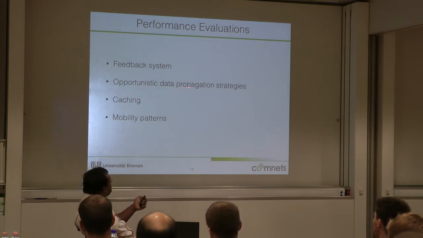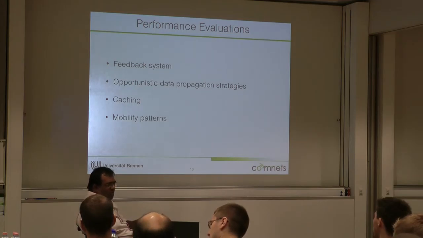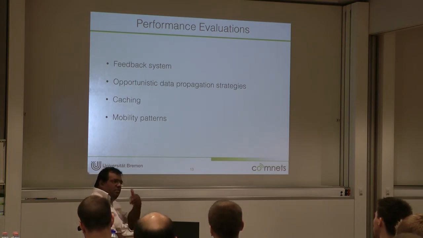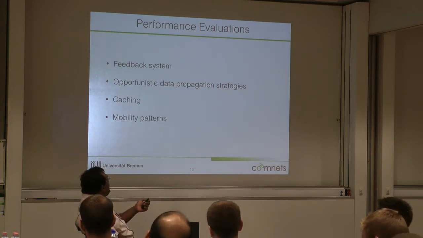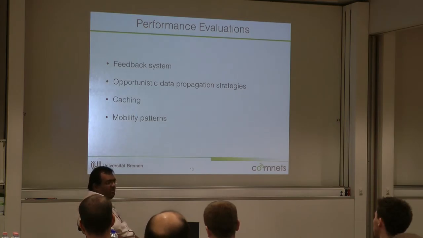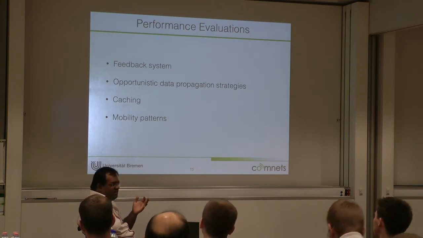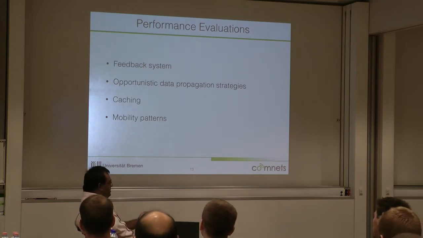We also want to see how the opportunistic data propagation strategies work. There are a number of strategies that we have included in the Kichi architecture that decide how to propagate the data. Is it appropriate now to send the data, or should I hold it for later, or have I sent this data before, so maybe I could consider other data. So we want to see in a large scale context how the strategies work. Of course, also different caching strategies and different mobility patterns. As I said before, there are different mobility requirements in this grapevine-like propagation of information, so we want to see how that behaves.